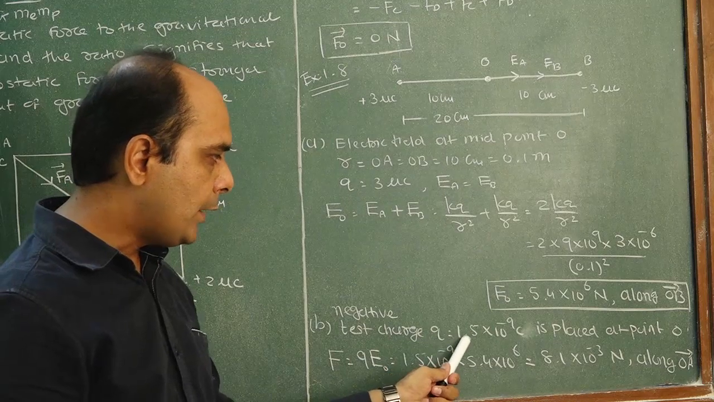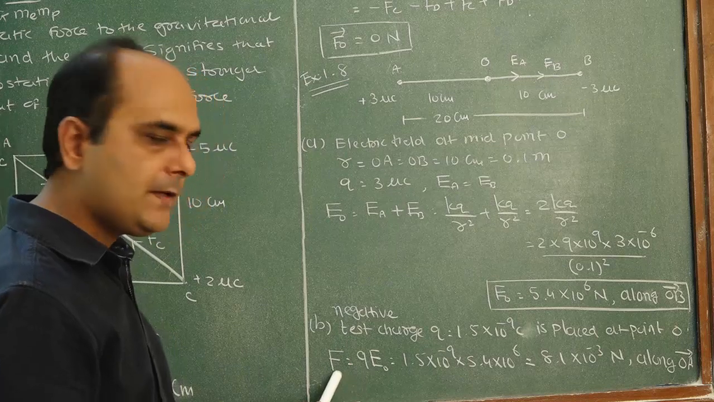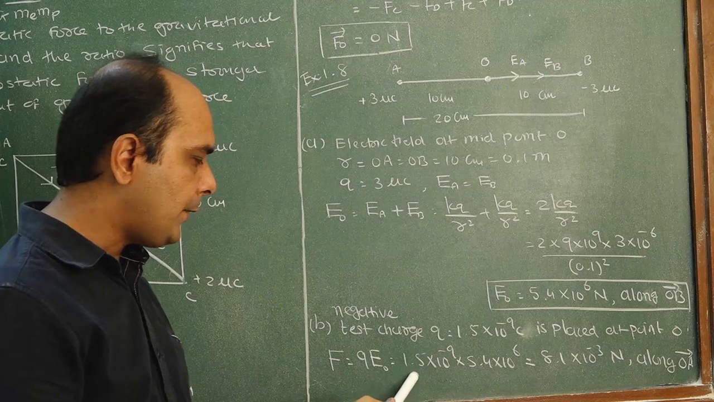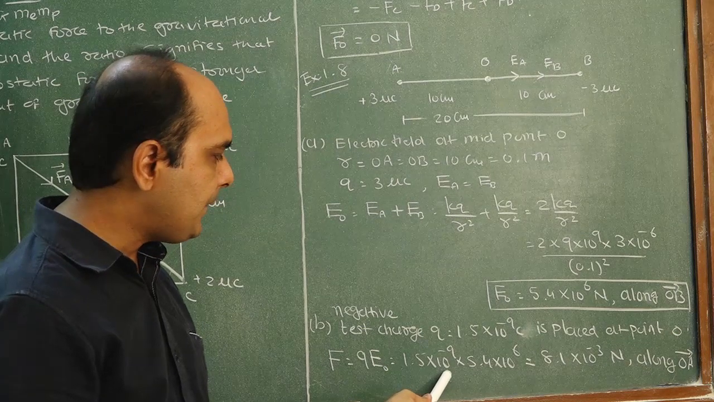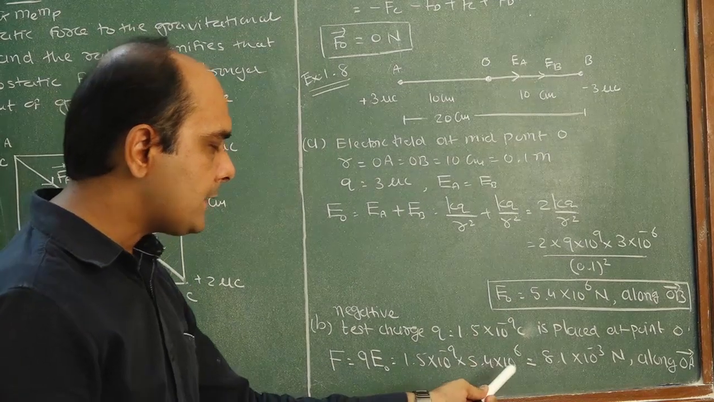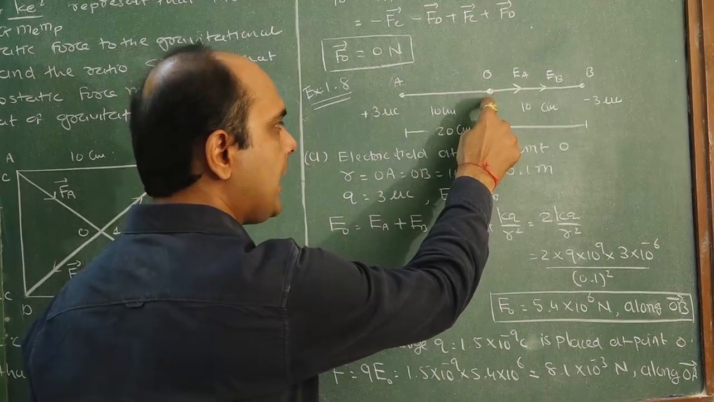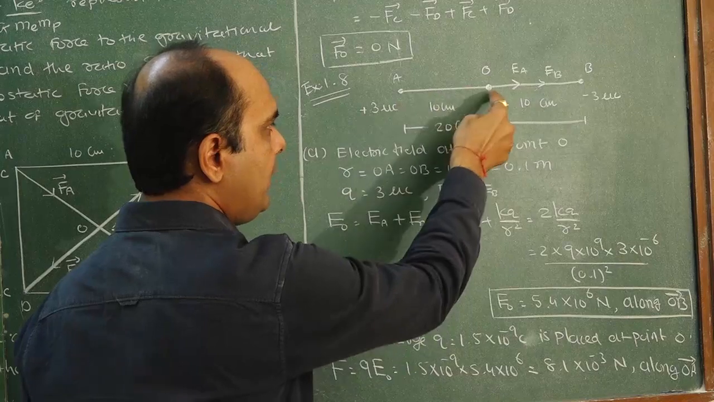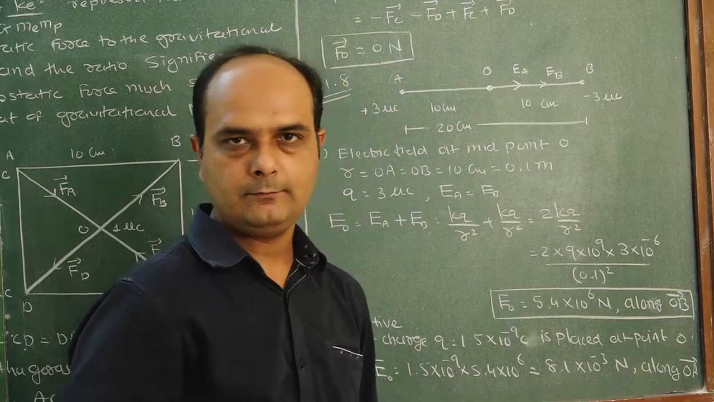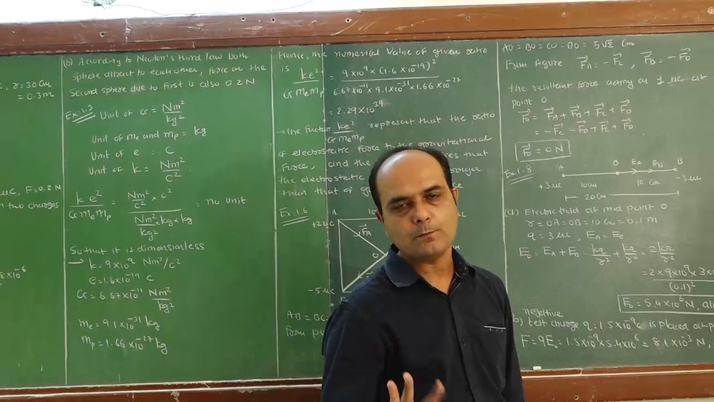Q is equal to 1.5 into 10 raised to minus 9 coulomb, placed at point O. Therefore, F is equal to Q times EO. The test charge value Q is equal to 1.5 into 10 raised to minus 9 and the electric field is 5.4 into 10 raised to 6. By calculating them, your answer is 8.1 into 10 raised to minus 3 Newton. The negative test charge is attracted by the positive charge, so the force acts towards the left side, that is along vector OA. Okay, now this example is also complete.